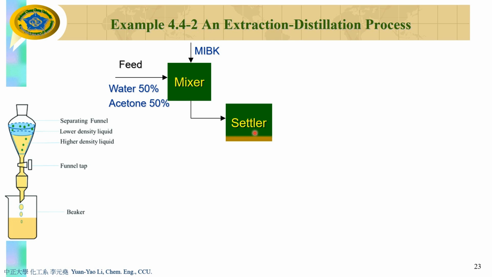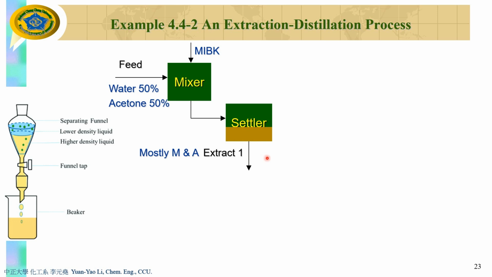It takes time, right? It will become 2 layers: MIBK and acetone will be one layer, and water will be another layer. Which one will be at the bottom, MIBK or water? MIBK, right? Because MIBK is heavier. Okay? So, the settler.